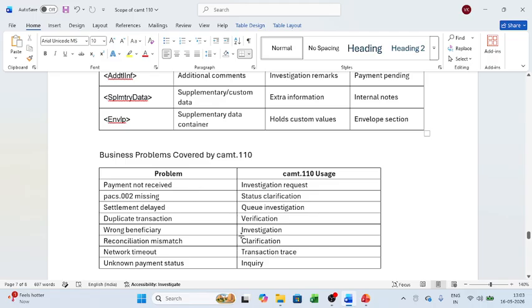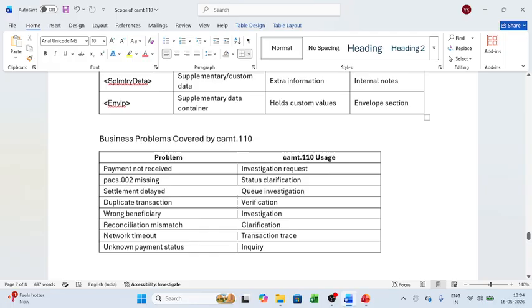Why is this camt.110 required? Suppose the payment is not received, you need to send an investigation request. Your pacs.002 response is missing, you need to send an investigation for clarification. Settlement is delayed, an investigation is required. Duplicate transaction, you need to verify your transaction. Wrong beneficiary, you need to investigate your beneficiary details, such as the beneficiary account number and which bank the beneficiary belongs to. Reconciliation mismatch, they use the camt.110 message for clarification. Network timeout, they use the camt.110 message for transaction tracing. Unknown payment status, they use it for inquiry purposes. These are the business problems for which they use it.